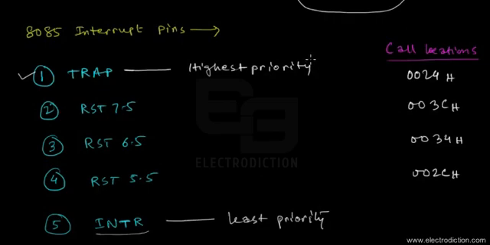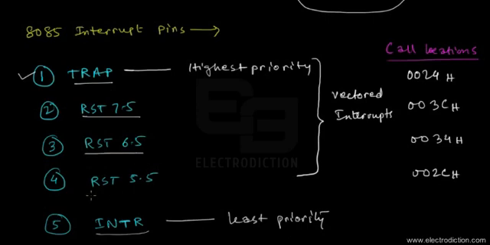And this is why these interrupt pins, that is TRAP, RST 7.5, 6.5 and 5.5, are referred to as the vectored interrupts. That means there is a pre-designated memory location where the program control is transferred upon receiving an interrupt request on these interrupt pins. The 8085 provides inbuilt hardware inside its own chip structure that transfers them to these memory locations. But what about INTR?